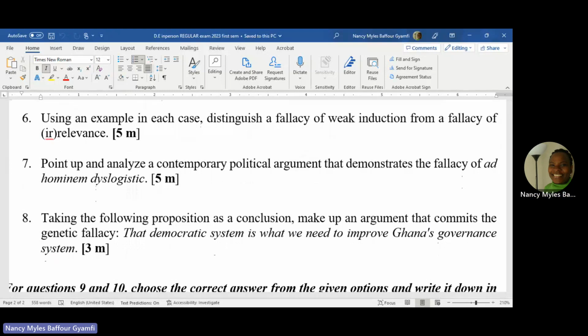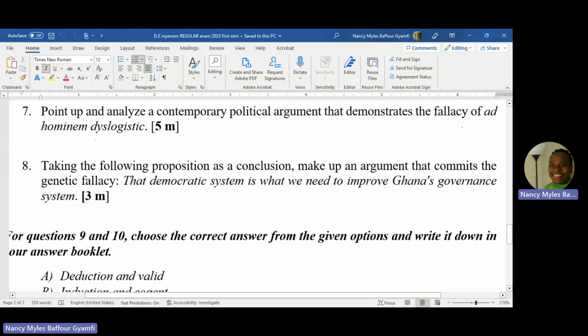That's the point. Here it's not that it is not sufficient grounds. Here the premise is not even relevant at all. That's the difference, and I gave you evidence to show that. In question 7, I asked you for a political argument that demonstrates the fallacy of ad hominem.